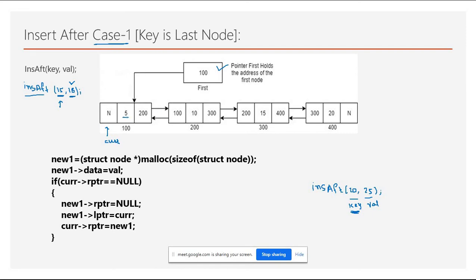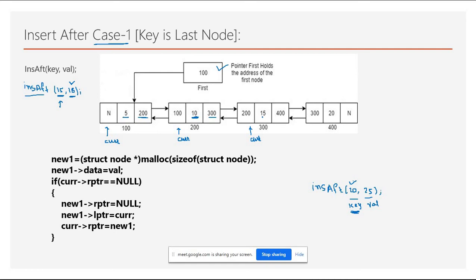Then we check whether the key is here. No, the key is 20, and here 5 is there, so current is equal to current's rptr. What is rptr? 200. So current comes here. Again we check whether the data part of current is the same as the key value. No, the key value is 20 and current's data part has 10. So again we assign rptr to current and the current pointer comes here.